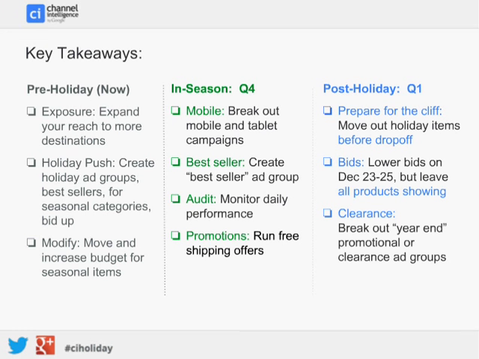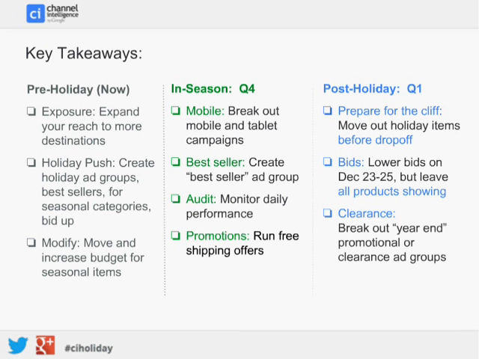And then make sure that you don't just set it and forget it, but that you're modifying and iterating. Move budgets around, increase your budget for seasonal items and for items that are selling well, and decrease your bid for items that are not selling well or that aren't profitable.